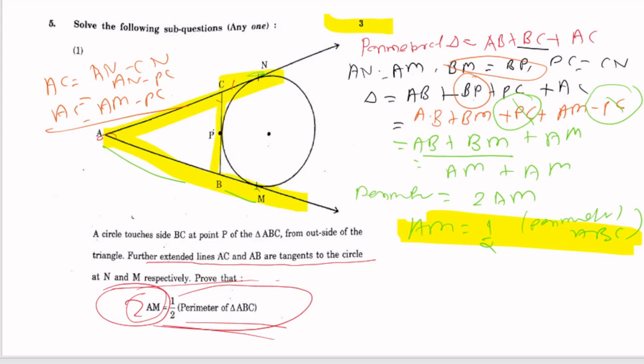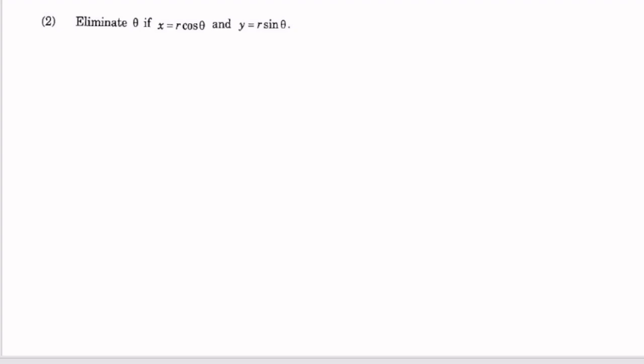That's it. Finally, we are into the last question of this particular question paper. This is for 3 marks, but trust me, once you solve it, it will not look like 3 marks. Just think, this is even easier. Okay, so it says x equal to r cos theta, y equal to r sin theta, and they're asking to eliminate theta. How can you eliminate theta?